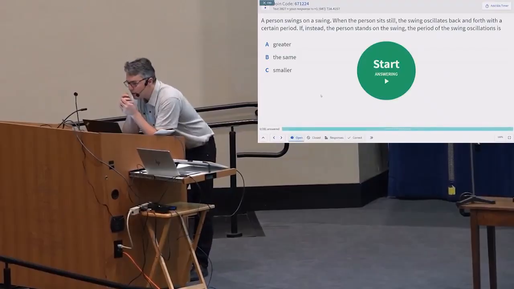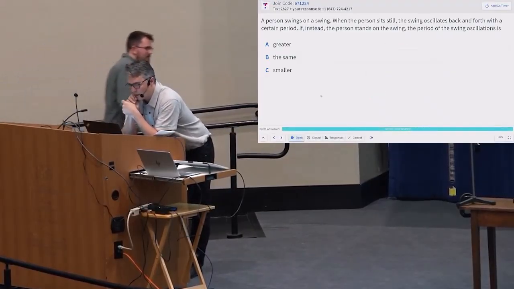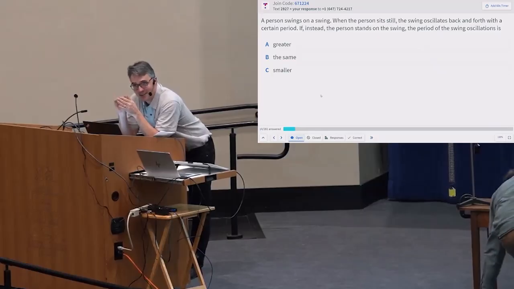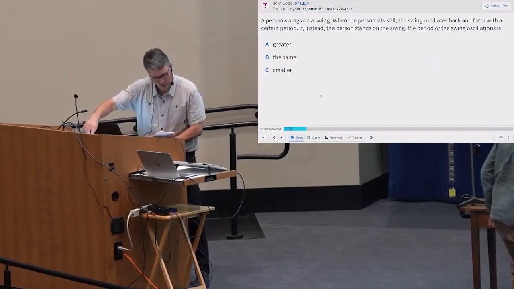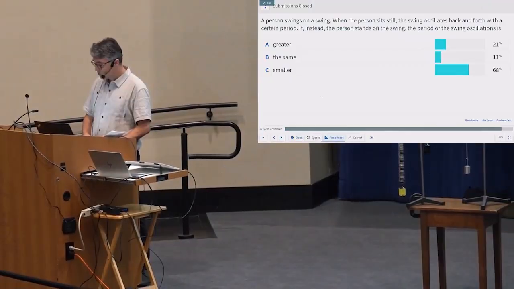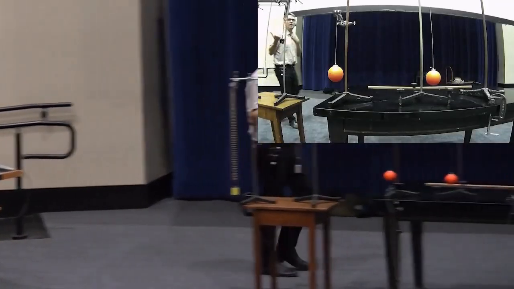A person swings on a swing. When the person sits still, the swing oscillates back and forth with a certain period. You can either sit in the swing or stand on the swing. When you stand on the swing, does that change the period of oscillations? People were saying smaller period if you're standing up. And I guess what I was thinking there, I can draw it on the other slide.